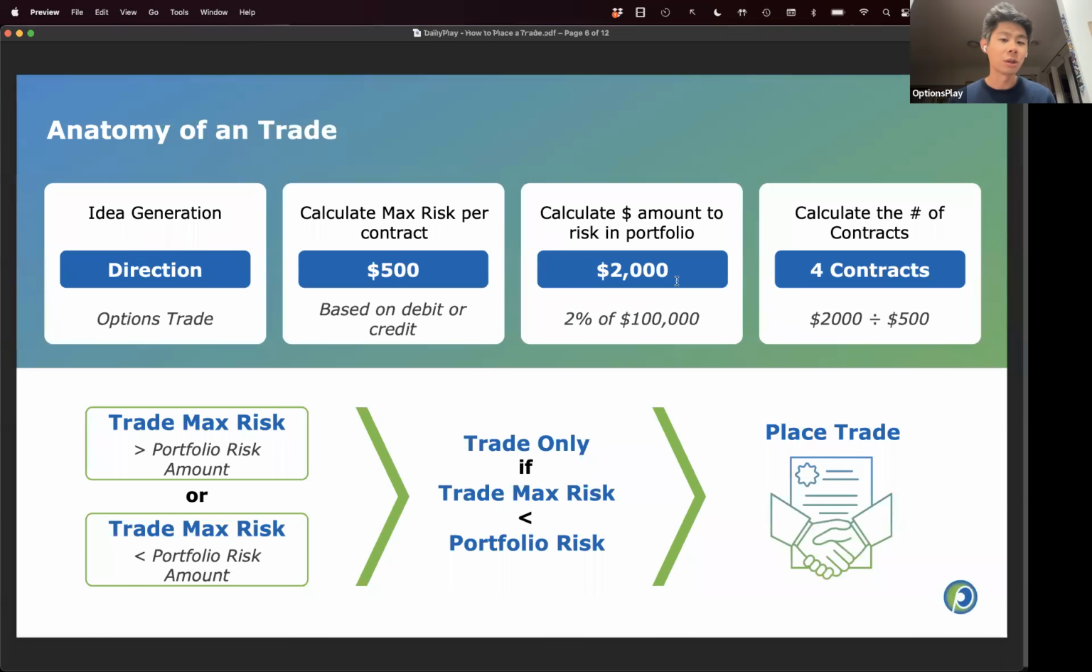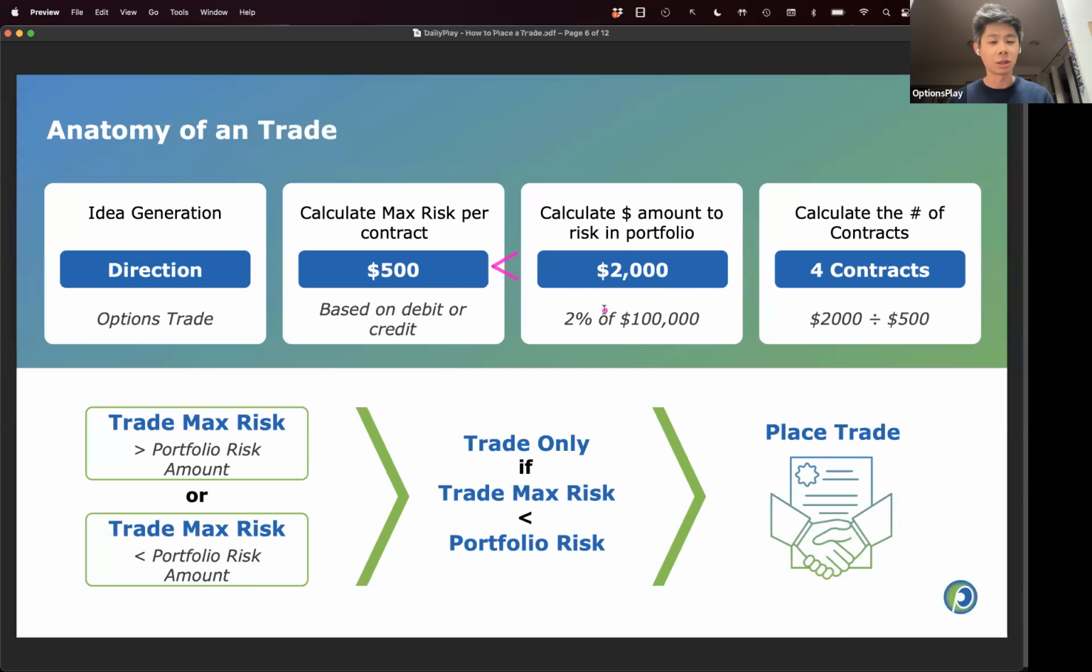And what you really have to look at at the end of the day is whether the max risk of the trade is greater than the portfolio risk amount that you're willing to risk, or is it less than the portfolio risk amount that you're willing to risk. So in this particular case, because I'm willing to risk $2,000 on a trade, and the trade that I'm looking at here is $500, that means I'm actually placing a trade that is risking less than the total risk that I'm willing to take.